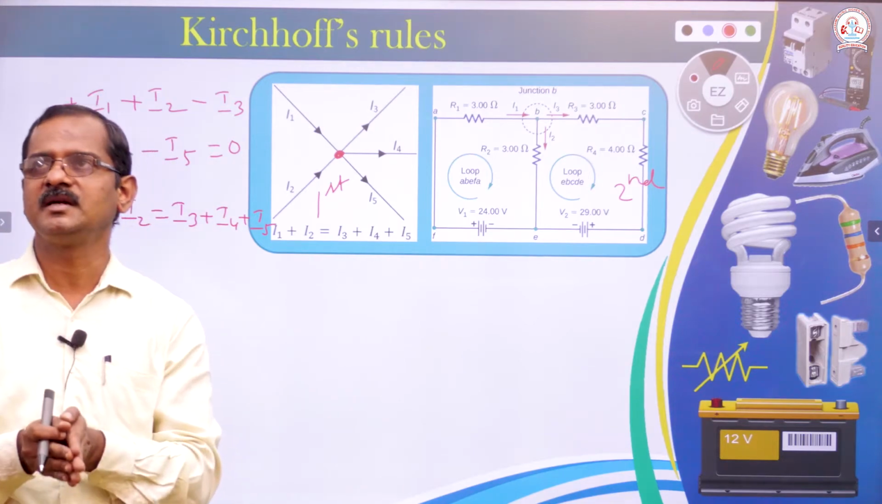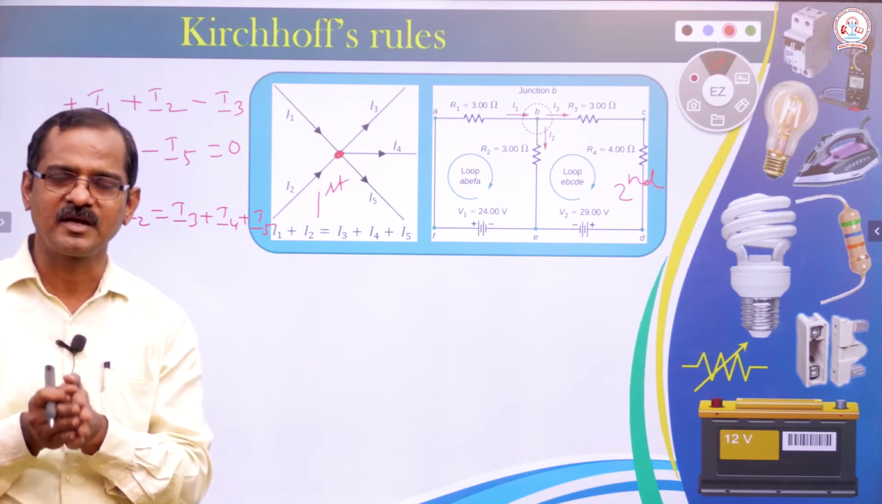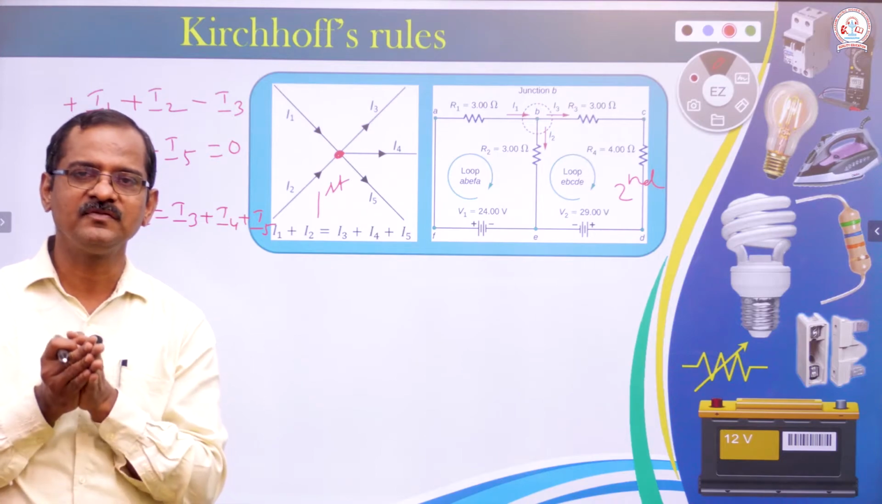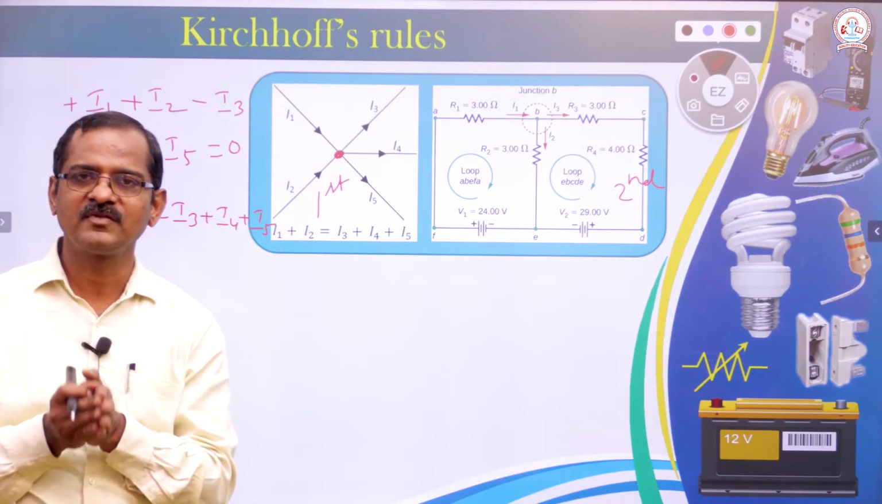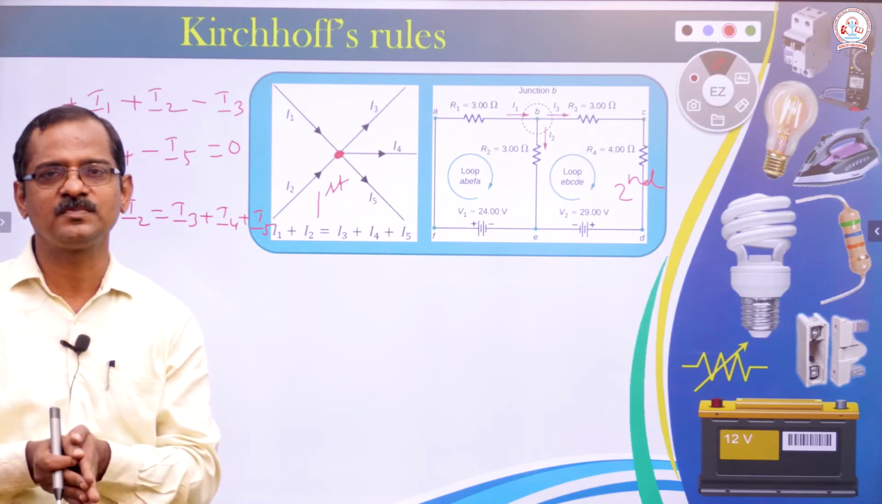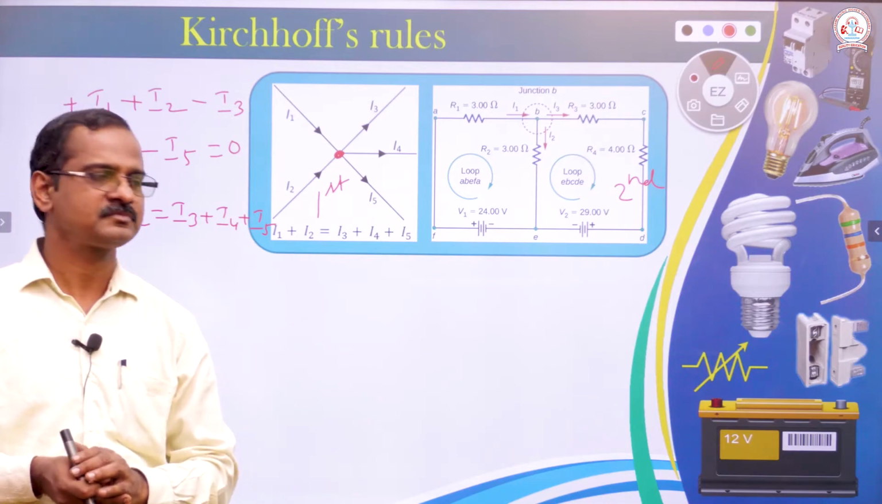Kirchhoff's first rule says that the algebraic sum of current meeting at a junction is 0. It is based on the law of conservation of charge. If current is flowing towards the junction, take it as positive. If current is flowing away from the junction, take it as negative.